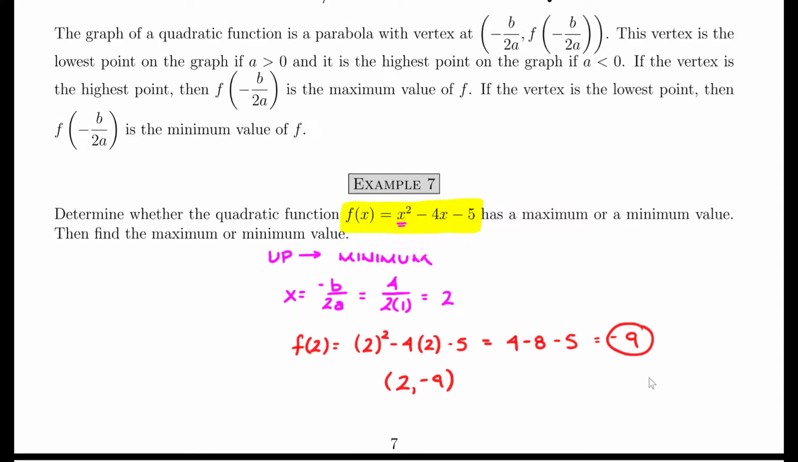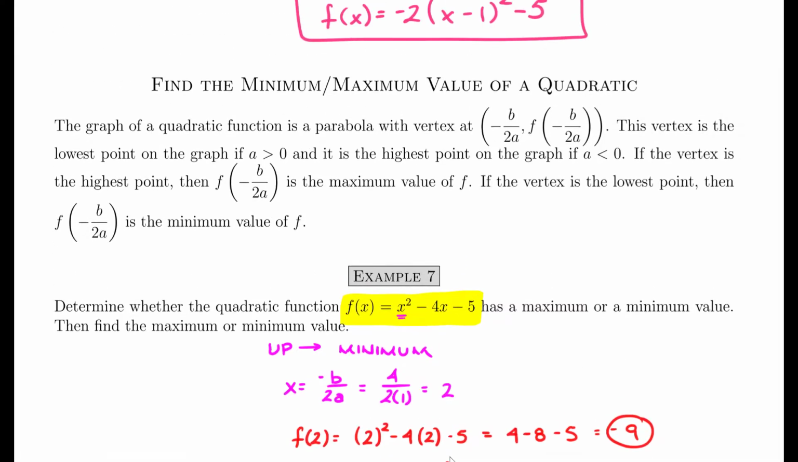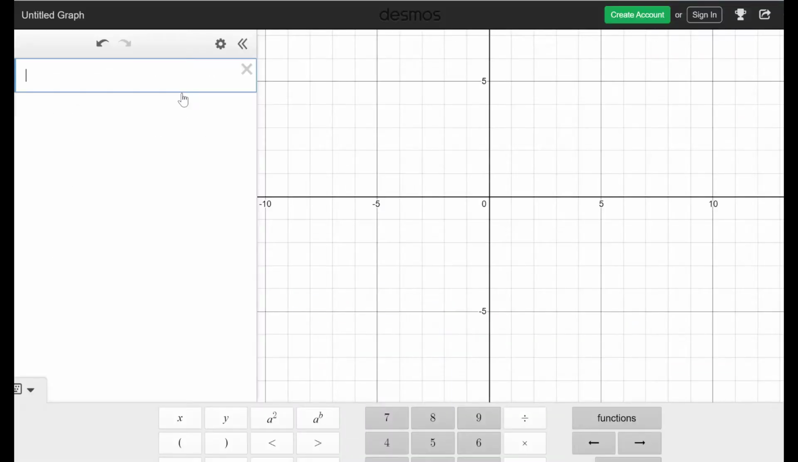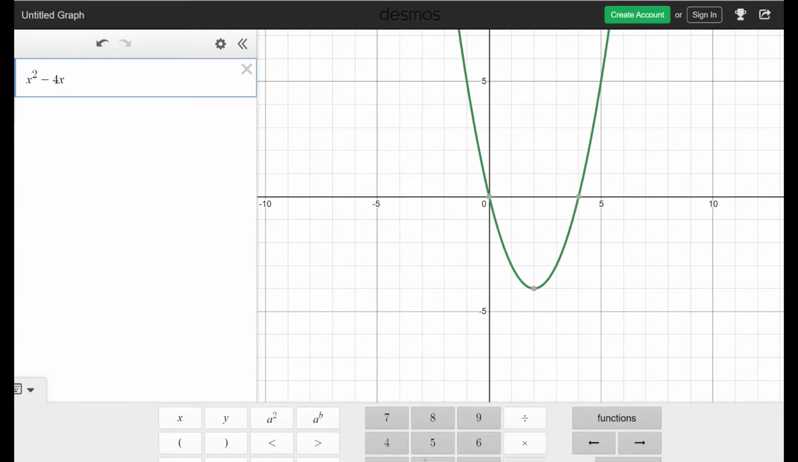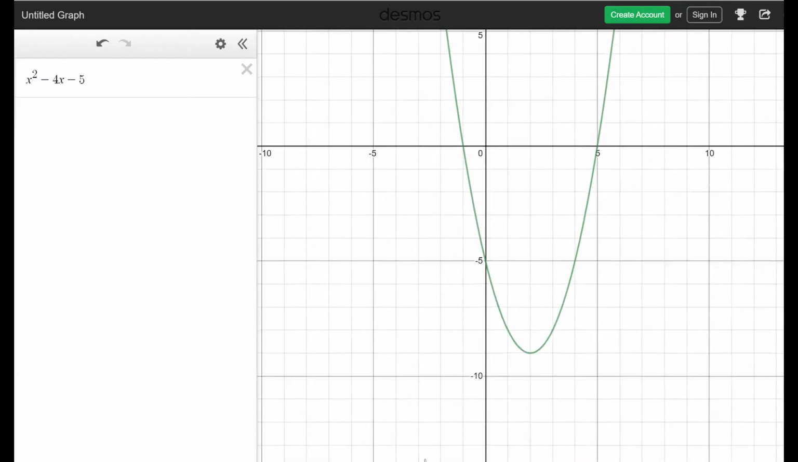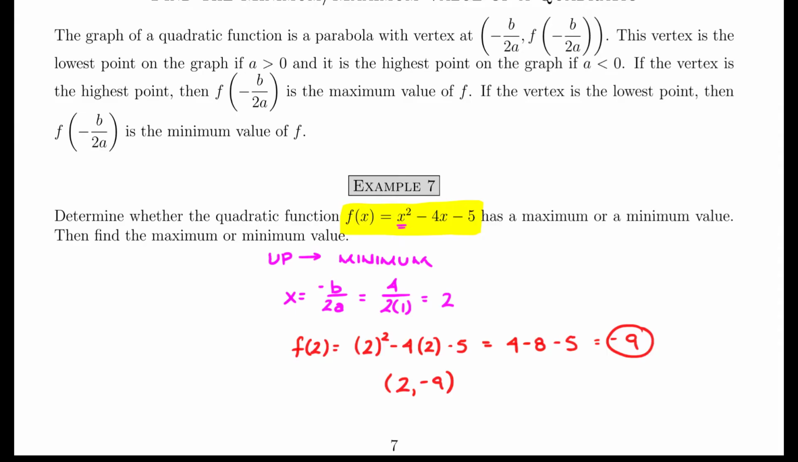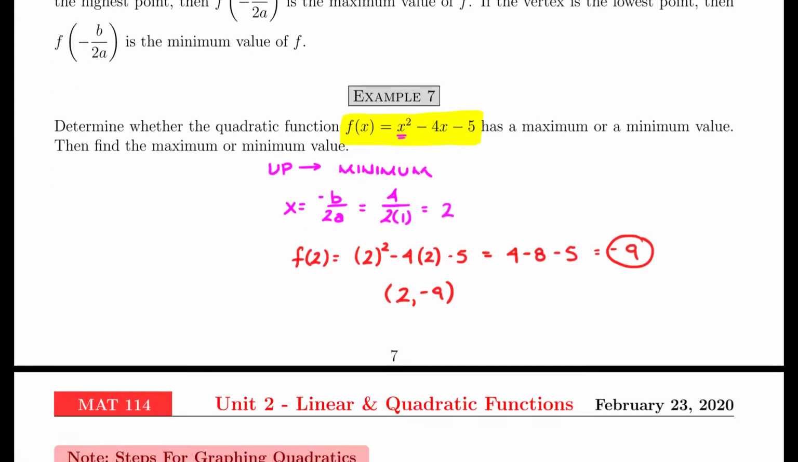We can verify that graphically. It's x squared minus 4x minus 5. So I'm going to go to Desmos here. And we have x squared minus 4x minus 5. I want to verify that this is the minimum. It's at (2, -9), and we came up with a minimum at (2, -9).